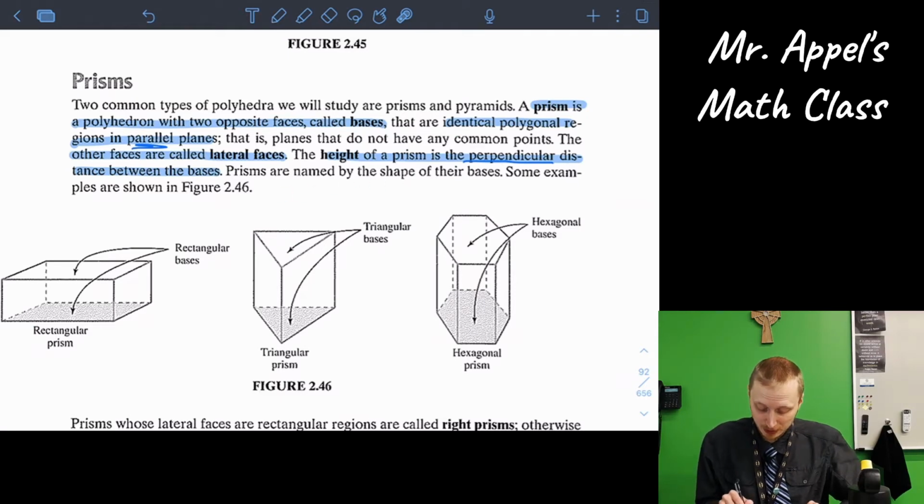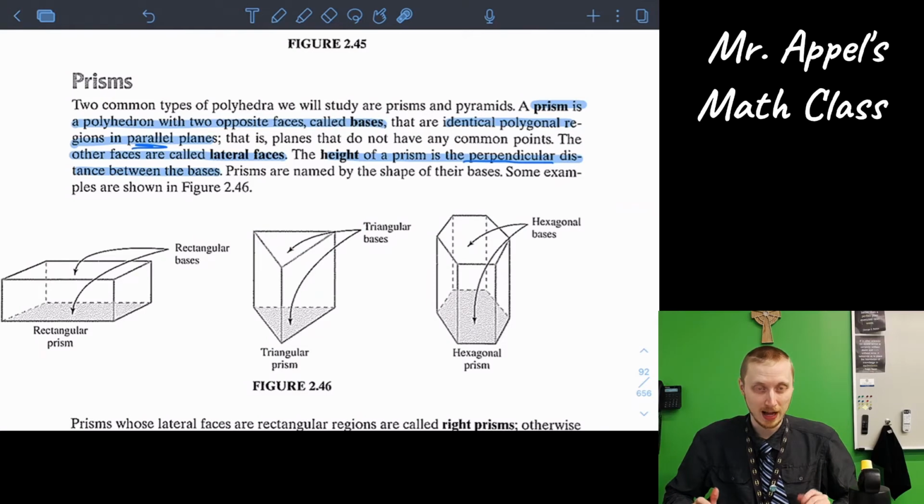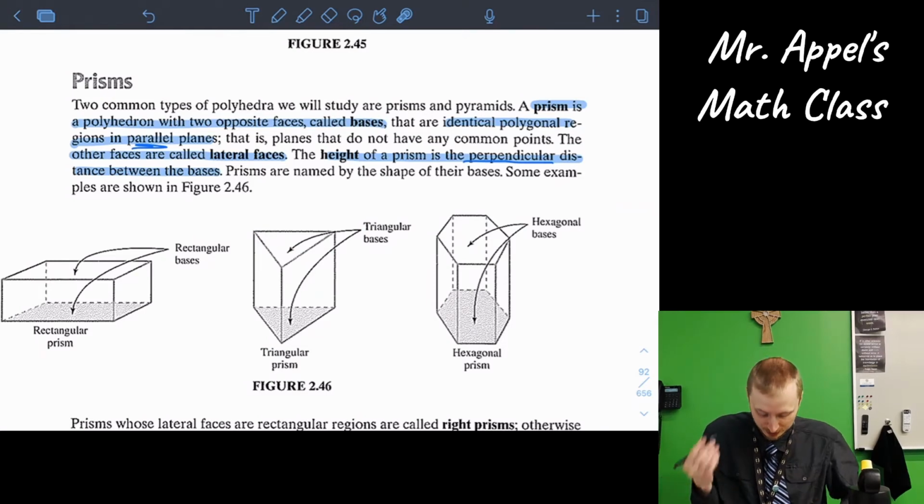Prisms are named by the shape of their bases. Some examples shown below, right? So whatever the base is, whatever the two matching opposite parallel faces are, that's the name, and then you turn it into an adjective. So triangles becomes triangular prism.